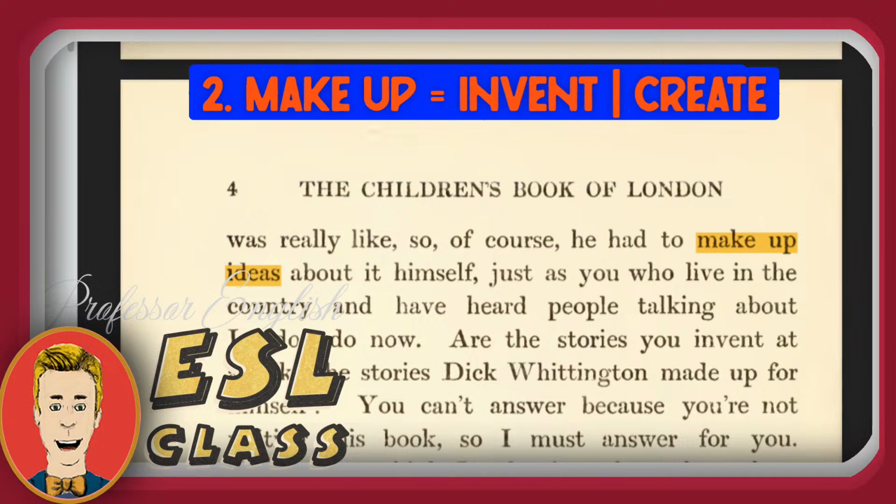Okay, now let's make a yes/no question with this sentence. Did he make up stories? Did he make up stories about his friends? Let's say no. No, he didn't make up stories about his friends. No, he did not make up stories about his friends.